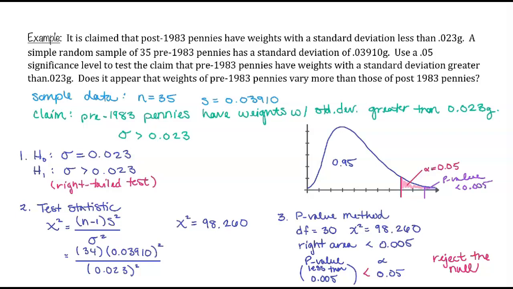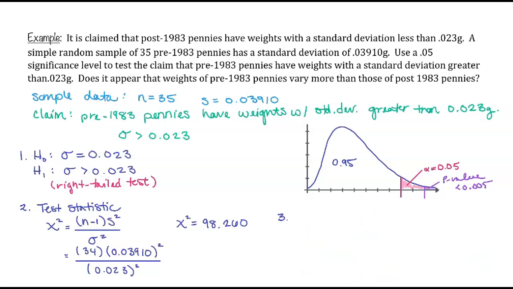Now let's back up and try this again using the critical value method. With the critical value method, instead of worrying about the p-value or the area associated with the test statistic, we're instead going to look for the critical value. That's the value associated with this right tail that has area alpha. That is, we're looking for the chi-squared value that has a right area of 0.05.